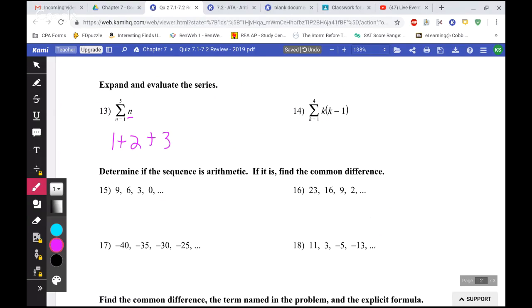And this always means to add. That summation means to add. What's the sigma sign? The sigma sign means we're going to take all of the terms between 1 and 5. We're going to take their values and add them together. So 1 plus 2 plus 3 plus 4 plus 5 is 15. Because that's all the more complicated the formula was. It was just N itself.